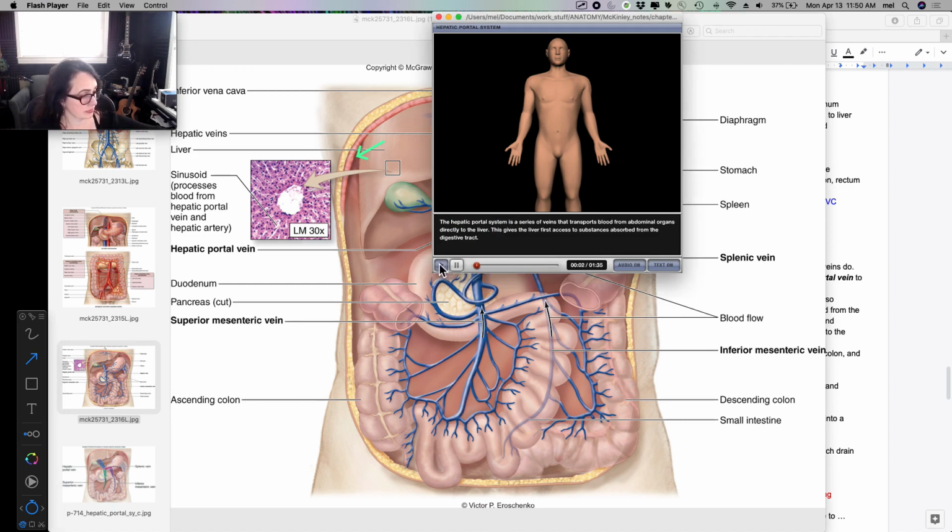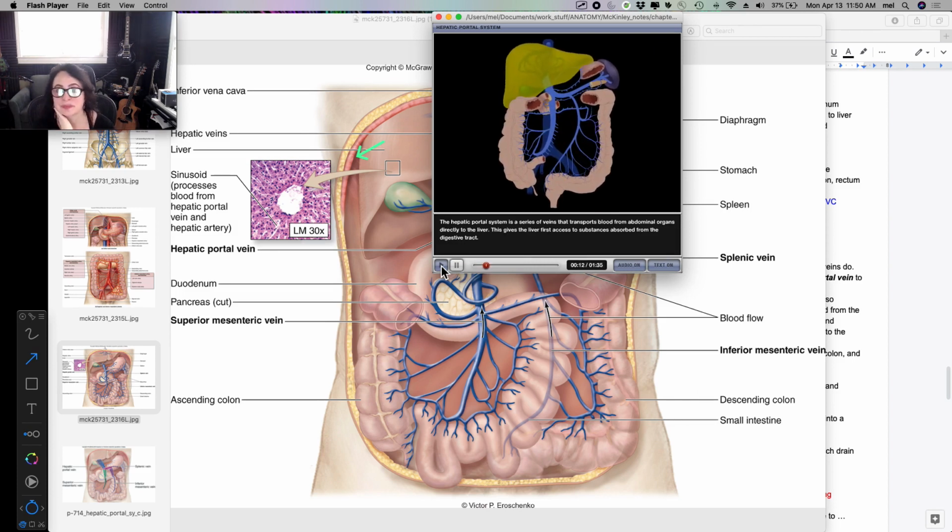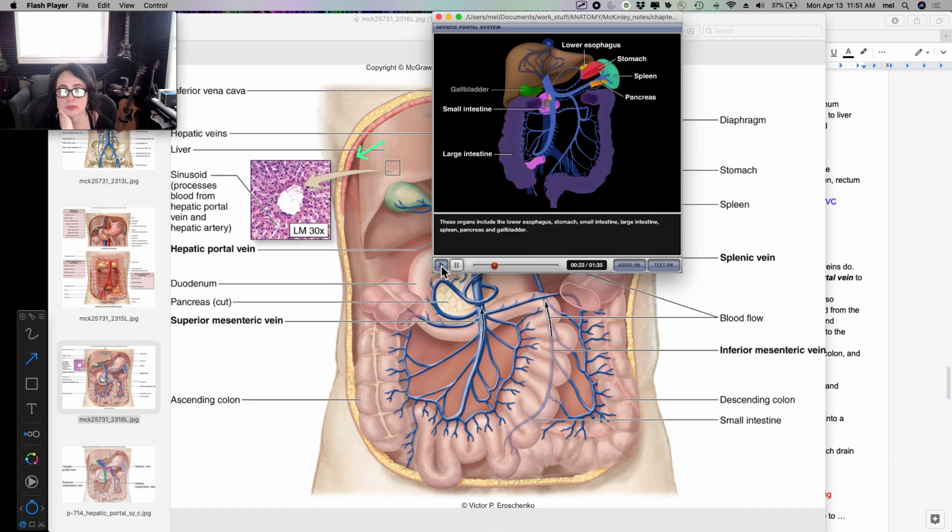The hepatic portal system is a series of veins that transports blood from abdominal organs directly to the liver. This gives the liver first access to substances absorbed from the digestive tract. These organs include the lower esophagus, stomach, small intestine, large intestine, spleen, pancreas, and gallbladder.